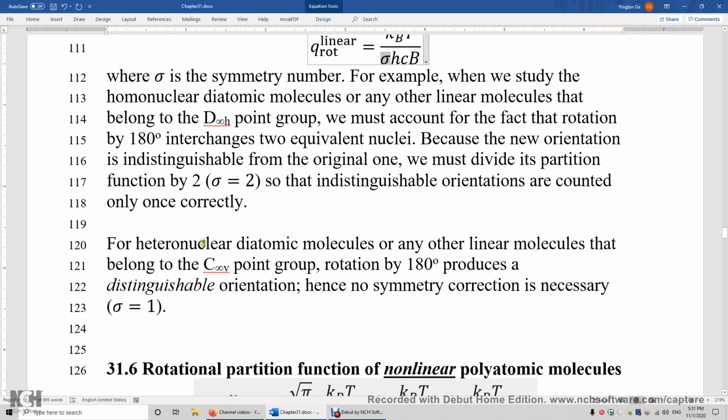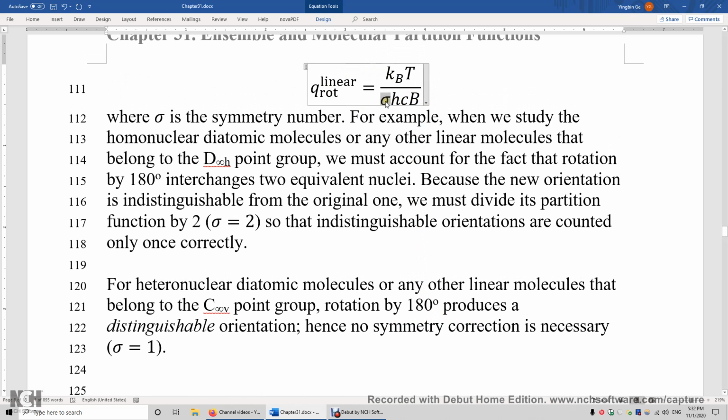If you have a heteronuclear diatomic molecule or any other linear molecules that belong to the C infinity v point group, a rotation by 180 degrees produces a distinguishable orientation. So there's no reason to introduce any symmetry number here. The symmetry correction is unnecessary. Or if you look at this equation, this sigma is simply 1 for a linear molecule with a C infinity v point group.